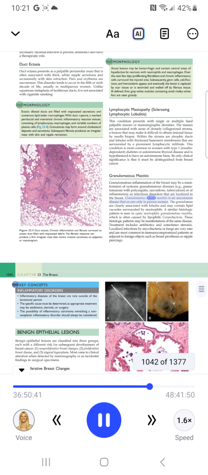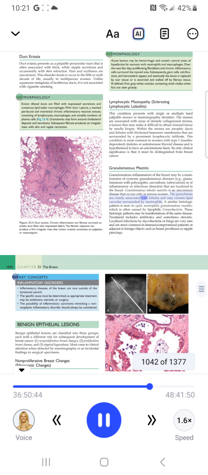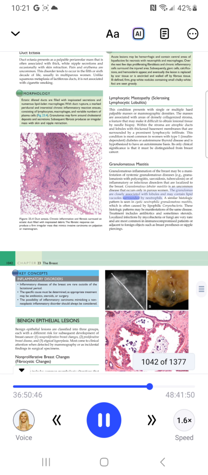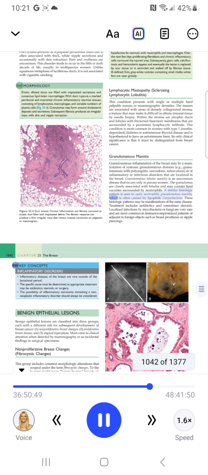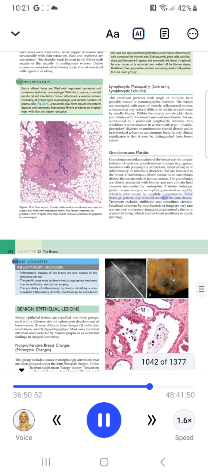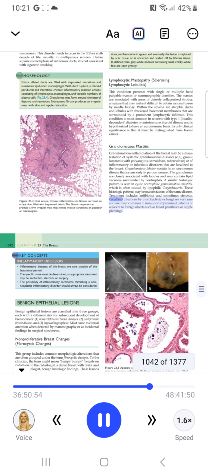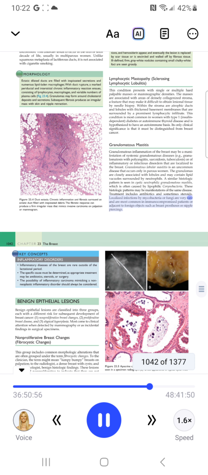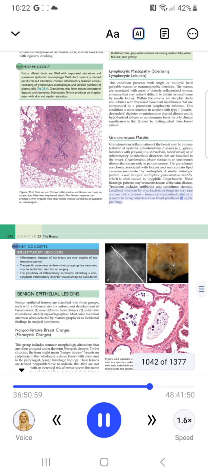Granulomatous lobular mastitis is an uncommon disease that occurs only in parous women. The granulomas are closely associated with lobules and may contain lipid vacuoles surrounded by neutrophils. A similar histologic pattern is seen in cystic neutrophilic granulomatous mastitis, which is often caused by lipophilic Corynebacterium bacteria. These histologic patterns may be manifestations of the same disease. Treatment includes antibiotics and sometimes steroids. Localized infections by mycobacteria or fungi are very rare and are most common in immunocompromised patients or adjacent to foreign objects such as breast prostheses or nipple piercings.